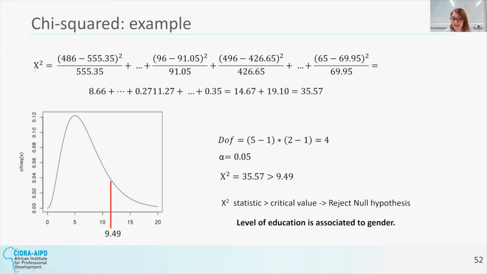We then compute the chi-square statistic, observed minus expected, squared, divided by expected, and we obtain 35.57. We then compute the degrees of freedom, which are given by number of rows minus 1 times number of columns minus 1, which is 4.